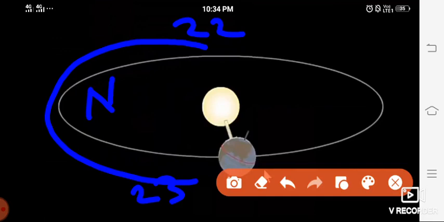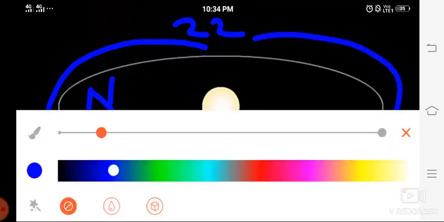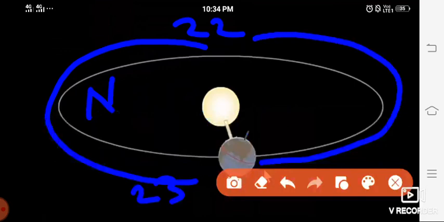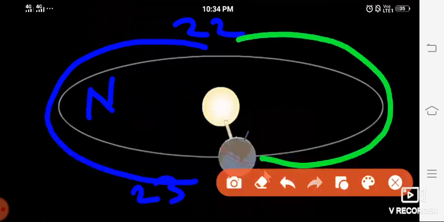Now we'll see the next period, that is 23rd September to 22nd March. That is this one. I will change the color and I'll show you. This is 23rd September to 22nd March. Now the southern hemisphere will have summer. Okay, the southern hemisphere will have summer. If the southern is having summer season, then the northern will have winter season.